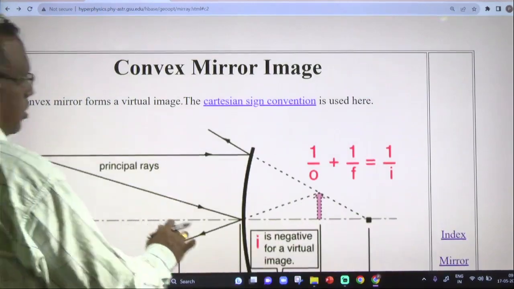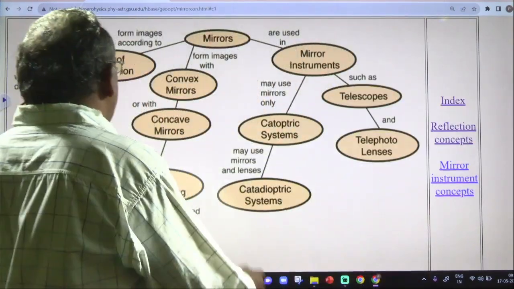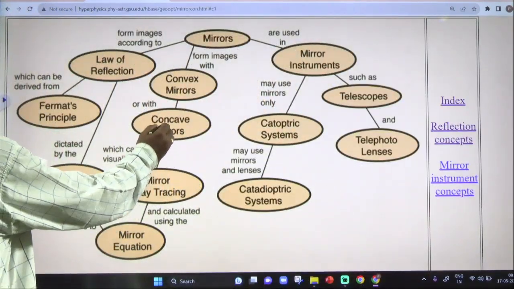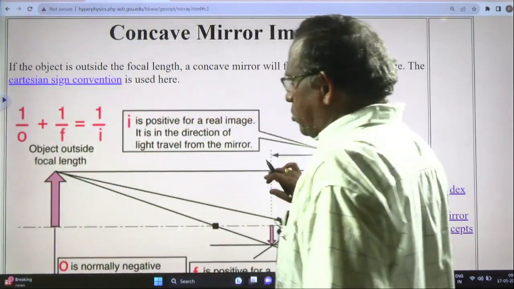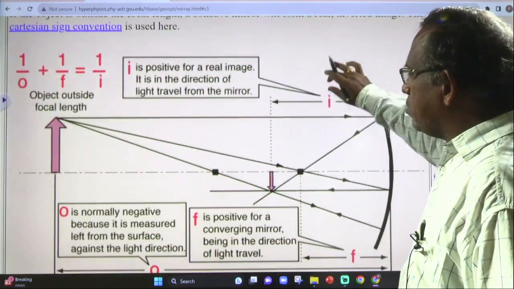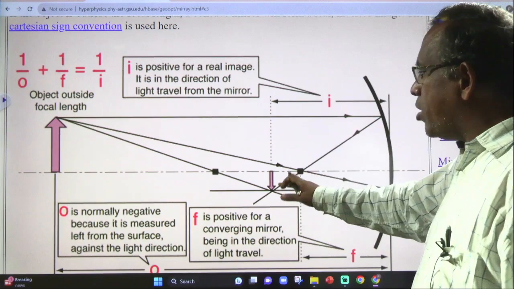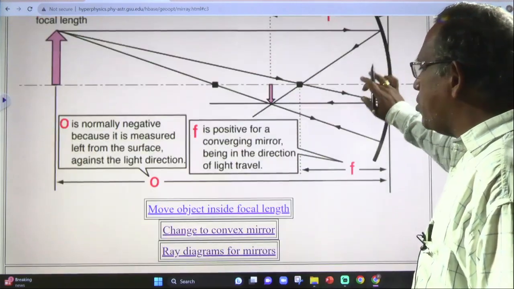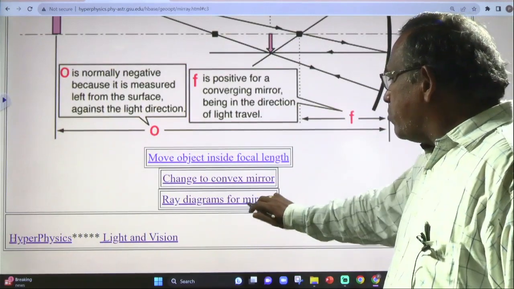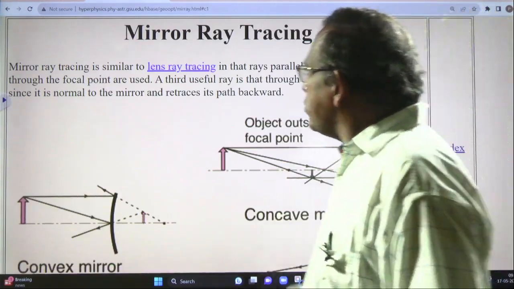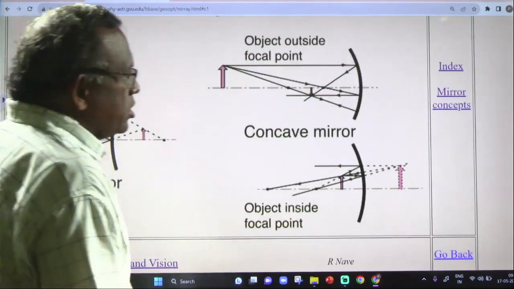Coming to the mirror concepts, the concave mirror. The object is placed in front of the mirror, and the image is going to be formed in front of the mirror. It's a real inverted image that is going to be formed. The ray diagram for mirrors is the same thing. So these are the mirror concepts.